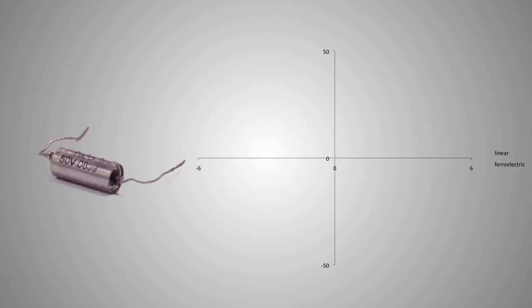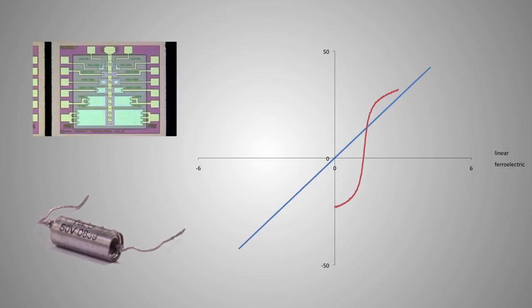A real-world capacitor made with polystyrene between the plates is shown on the left. Its plot is on the right. It is nearly a perfect linear capacitor, so it shows a straight line trace on the plot. A capacitor made with lead zirconate titanate ceramic between the plates, however, yields a completely different plot.